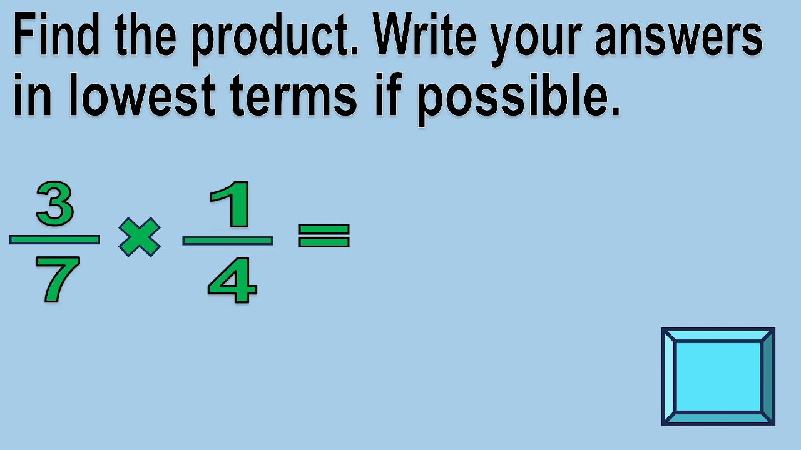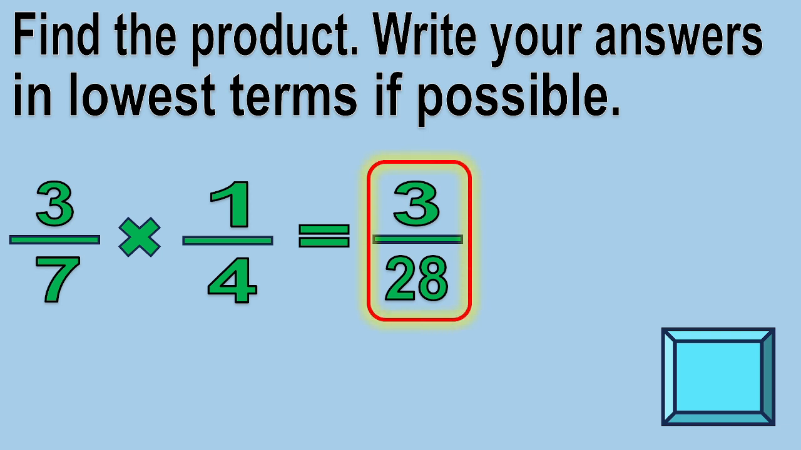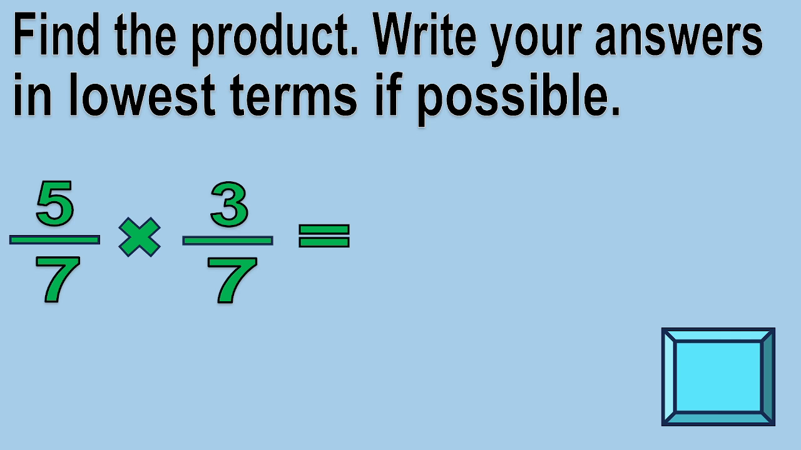Next, 3/7 times 1/4. Time's up. The answer is 3/28. Next, 5/7 times 3/7. Time's up. The answer is 15/49.